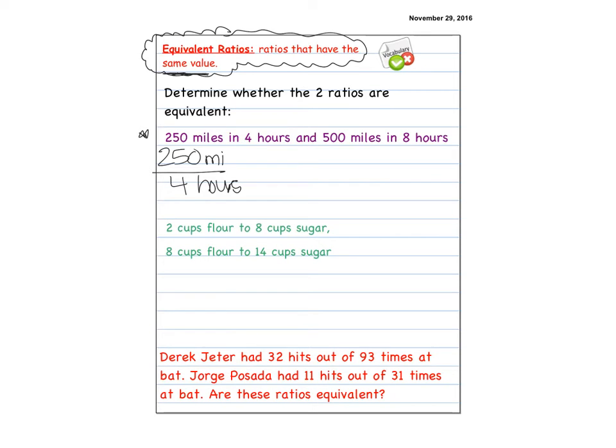If by chance you're given a ratio, maybe it said 250 miles in 4 hours and then 8 hours for every 500 miles, when you're comparing ratios, you do need to make sure that you have the same units or the same quantities for the numerator and the denominator. Notice that on the top I have the miles and on the bottom I have the hours. So now we need to check to see if they're equivalent.